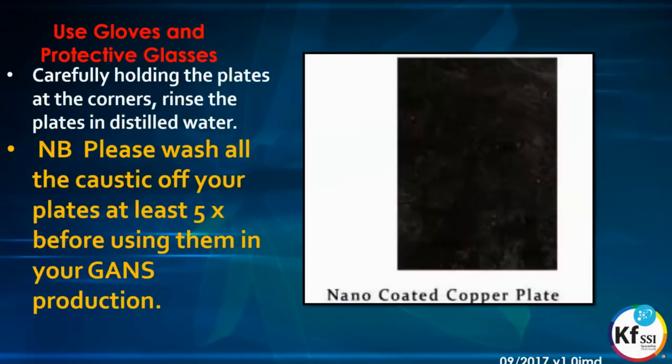And when you take your plates out, we all have to do the very important thing: handle them delicately. If you can, just hold them at the corners, and then we need to rinse the caustic off the plates. Please remember, this is a very important stage because we do not want to take any of that caustic into the production of our GaNs at a later stage. So we need to wash this caustic off with distilled water at least 5 times before we use them in any application.